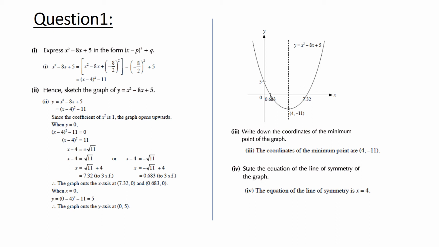Since we have expressed it in the form (x minus 4) whole square minus 11, it means the coordinates of the vertex are (4, minus 11). x equals 4 will be its line of symmetry and the curve has the minimum value minus 11 over here.